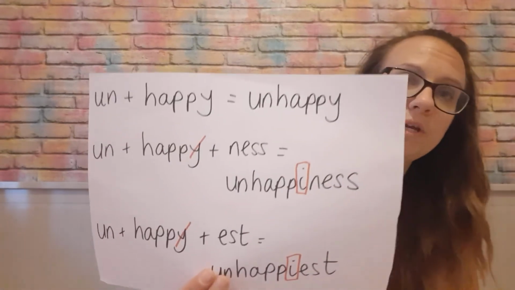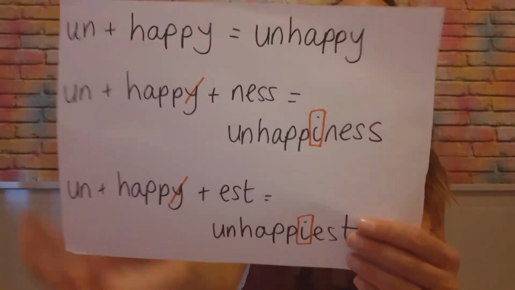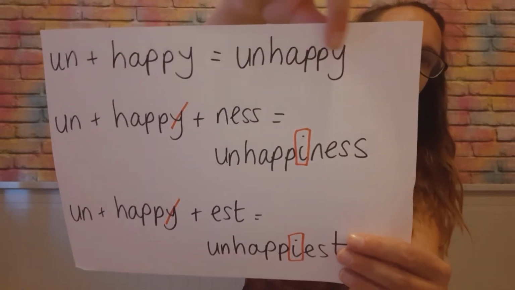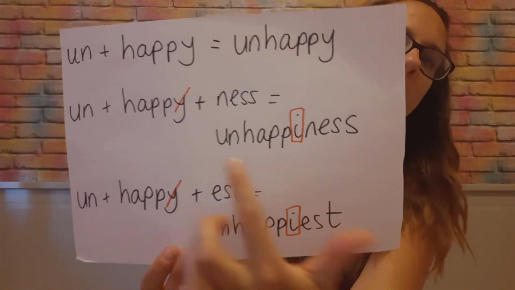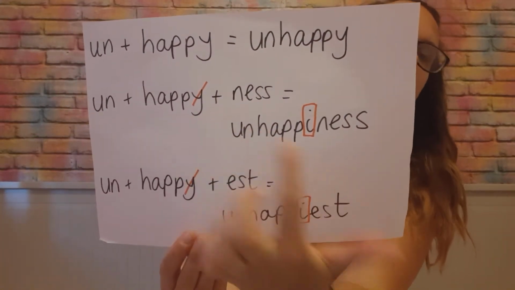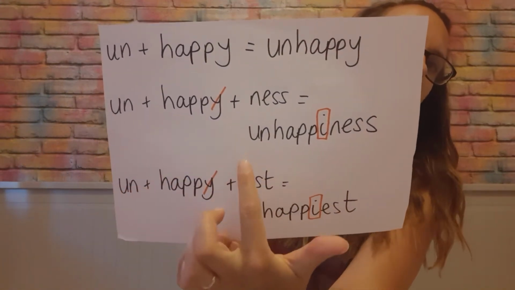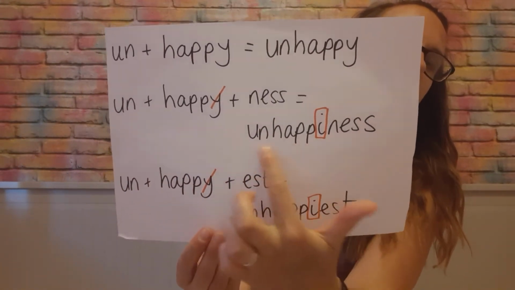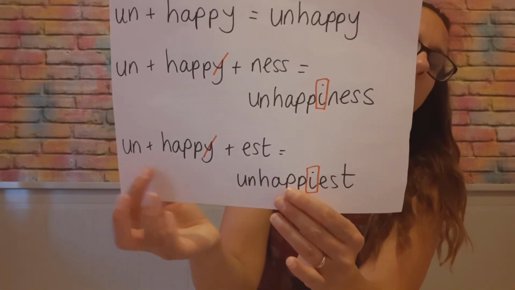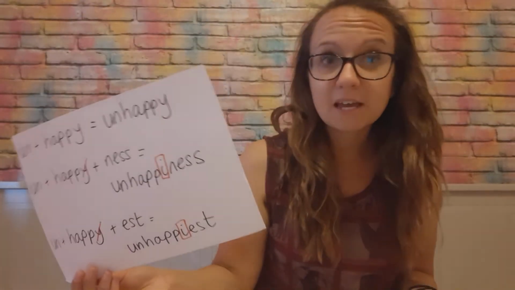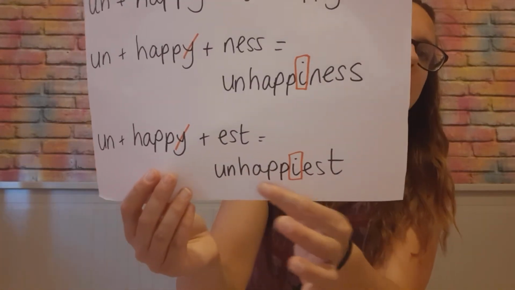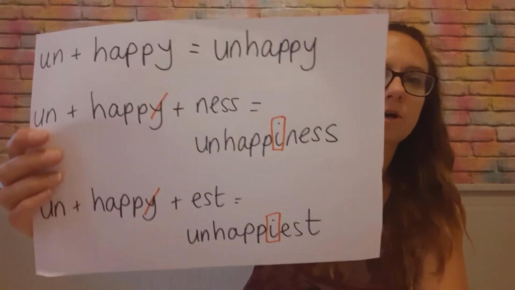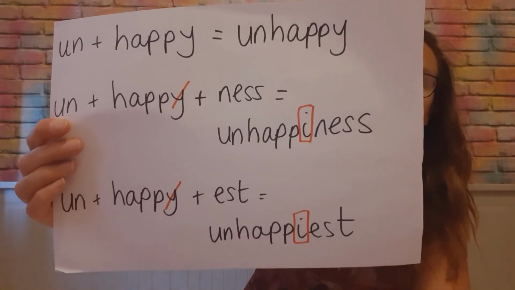Now, just like with happy, we can do the same with unhappy. So you can see here I've done un plus happy is unhappy, and that stays as a Y because we're not adding any suffixes onto the end. But as soon as we add the ness, we have to change that Y to an I, and we get unhappiness. Or the unhappiest, that would almost be the same as saying the saddest, really, wouldn't it? But it's the unhappiest, okay, the least happy. So again, I'm just going to hold that there. You can pause the video and write those words out.